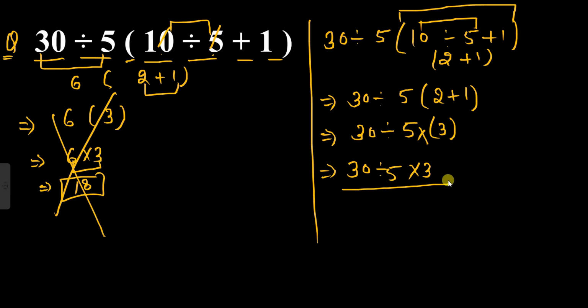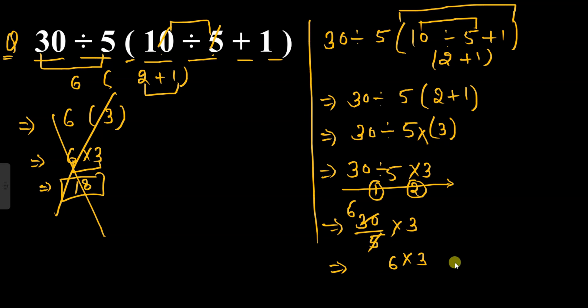Now we'll check from left to right. We'll give first priority to division, second priority to multiplication. So, further, 30 divided by 5 times 3. 30 divided by 5 is 6, times 3. 6 times 3 equals 18. This is the same answer.